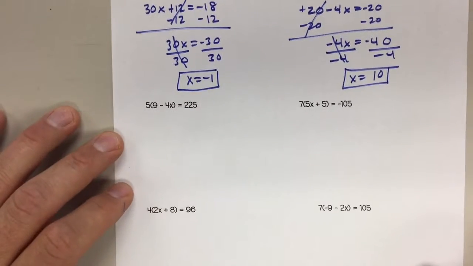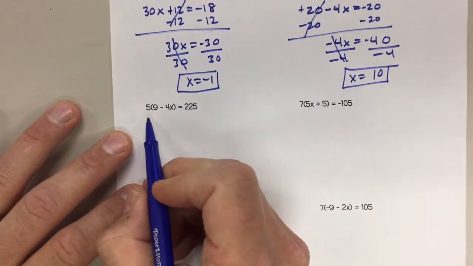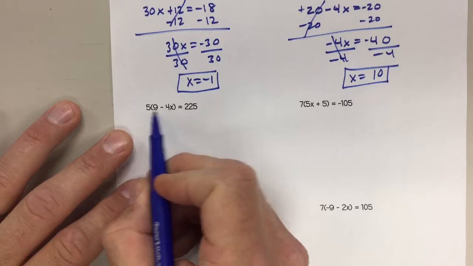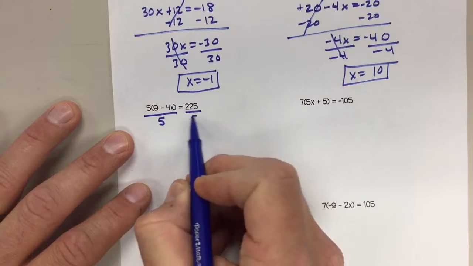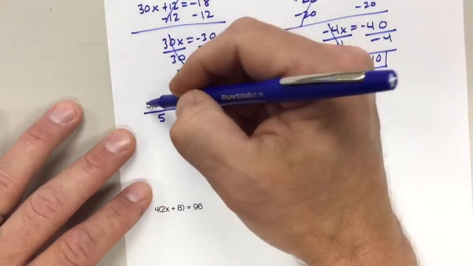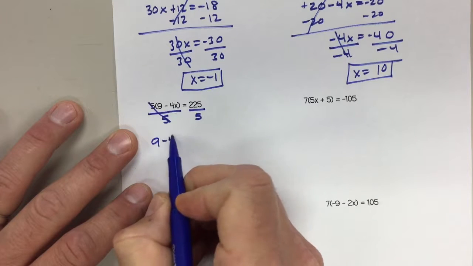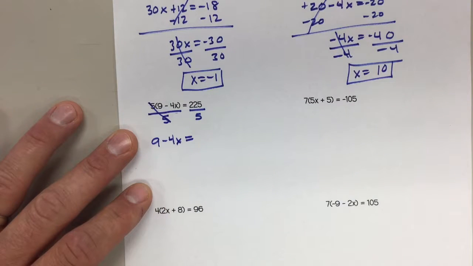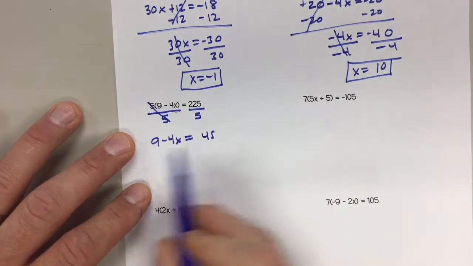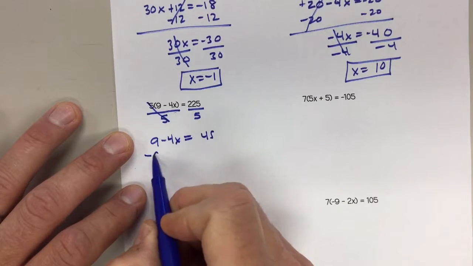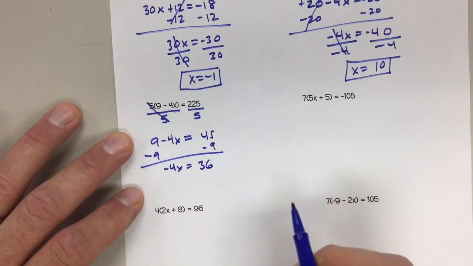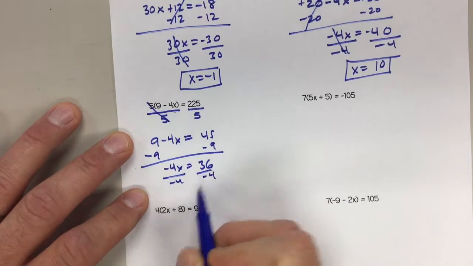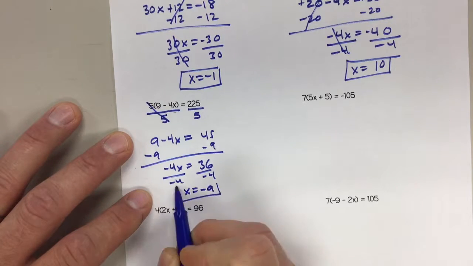Now, there is another method you could use to solve these, and that's realizing that this is 5 times the parentheses. So I could get rid of that 5 if I divided both sides of the equation by 5. Those would cancel out, and I'd be left with 9 minus 4x, and 225 divided by 5 is 45. And now I could just solve this equation. So first I would subtract 9, which would be 36. Divide by negative 4, that would be negative 9.